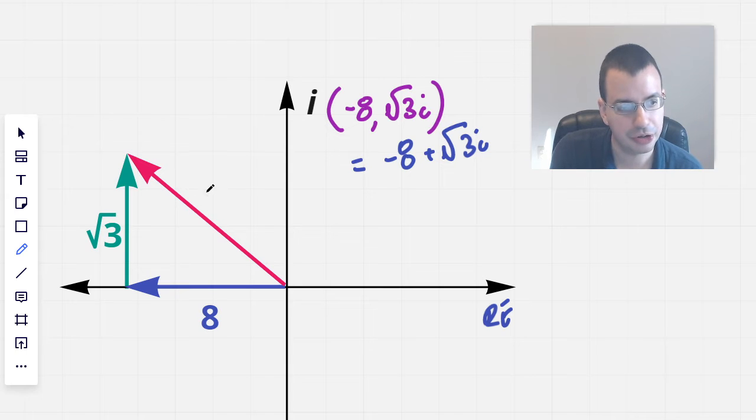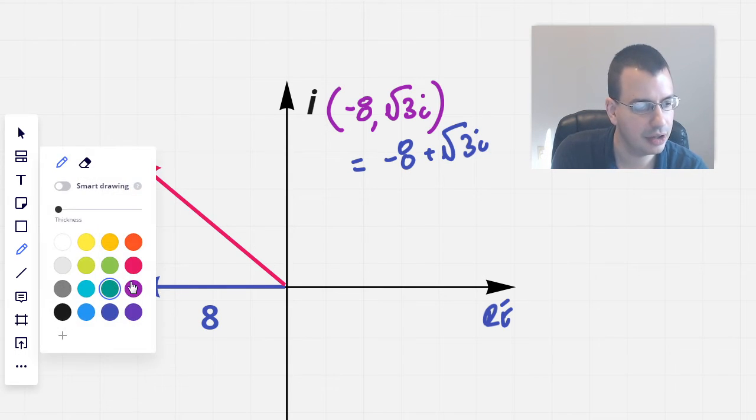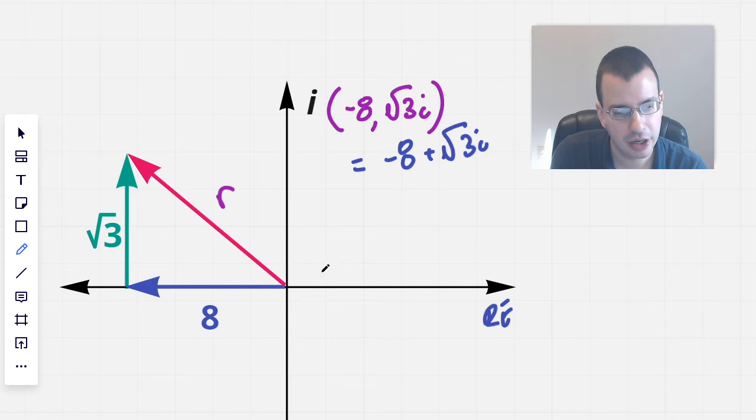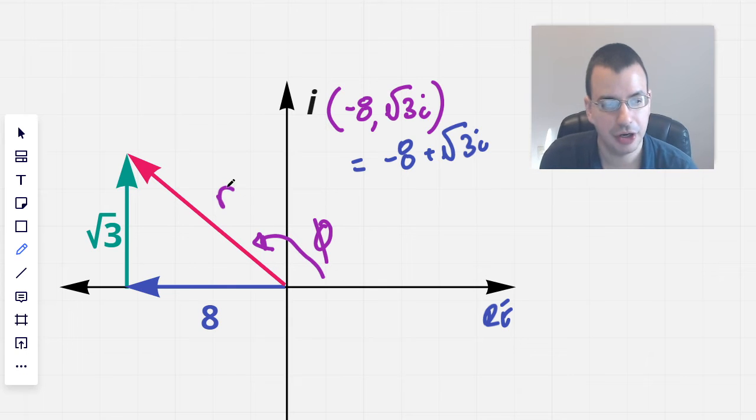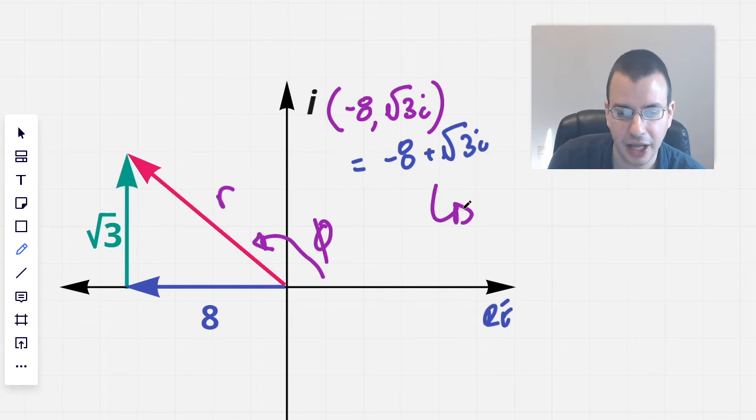in polar. And polar is going to be in forms of r. I'll use a different color, purple. This will be r, and then I'm going to call this phi, so we could use theta. And we want to know this angle, and we want to know this radius. So to find the radius, not too bad.